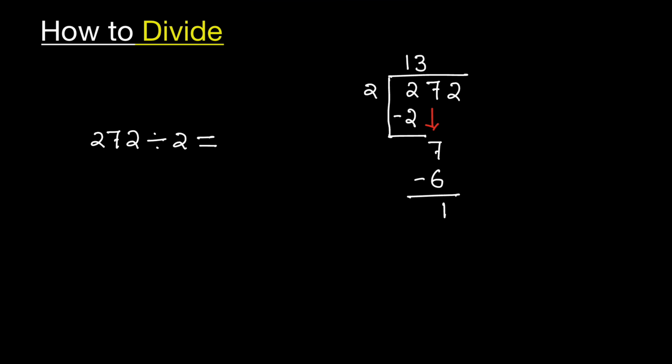That is why we need to bring down this adjacent 2 here. And we know that 2 times 6 is equal to 12. Subtract, we get a 0. As we get the number 0 and we have no number to bring down here, so we will stop.